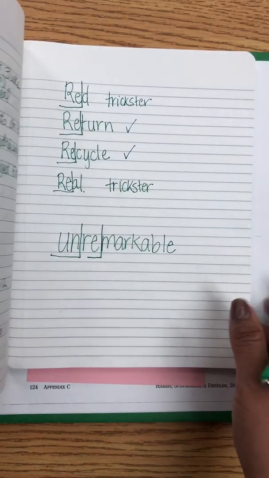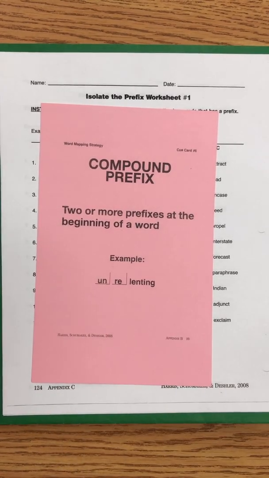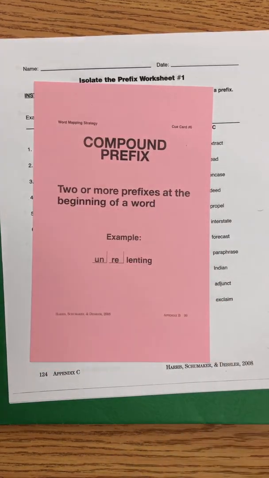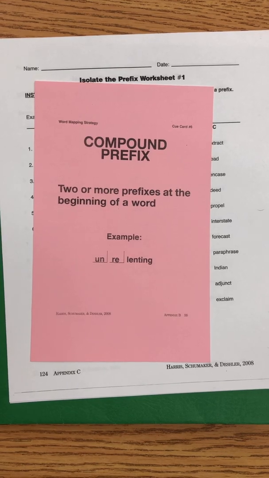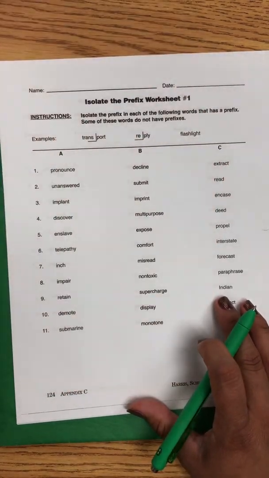So just like in the word unremarkable, unrelenting is also separated, and it is a compound word. You will be marking each prefix that you find just like this, okay? You're with a backwards L, okay? So now that you know what to look for and what to be careful about, let's practice isolating prefixes for a few minutes. So I'm going to do isolate the prefixes worksheet 1.